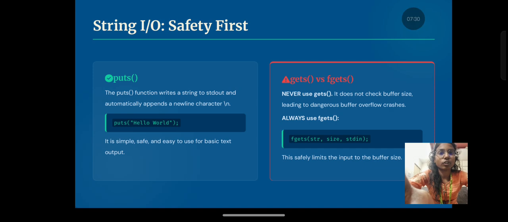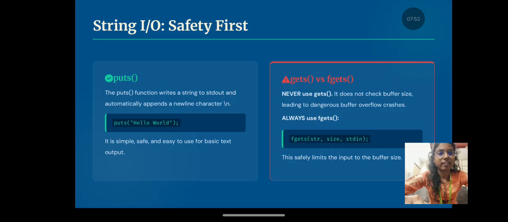String input or output safety. Reading whole sentences is tricky. Puts is the easy way to print a string. It automatically adds a new line at the end, which is convenient.